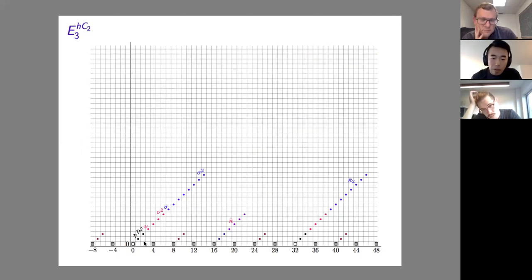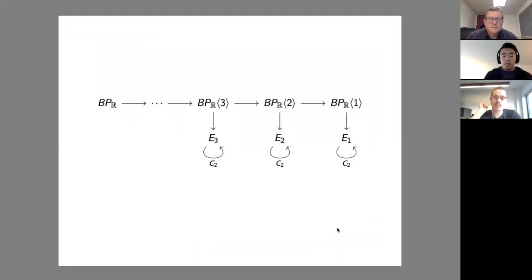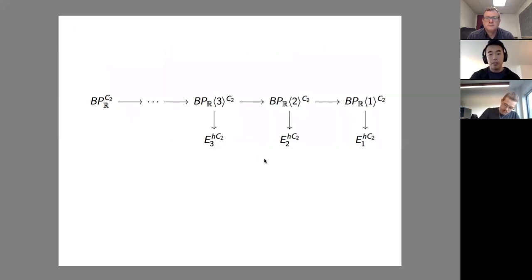And you might see that I have also marked the classes here by elements in the stable homotopy groups of spheres. And that's because there exist forms of E-theory that factor through each stage of the tower associated with BPR. So there exists a C2-equivariant tower. Non-equivariantly, we know there exist E-theories that factor through each of the BPn. This is also true C2-equivariantly by using the real orientation.